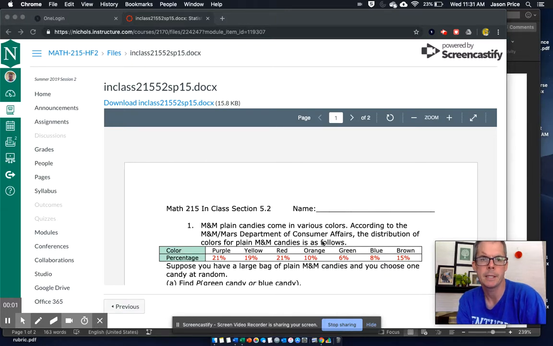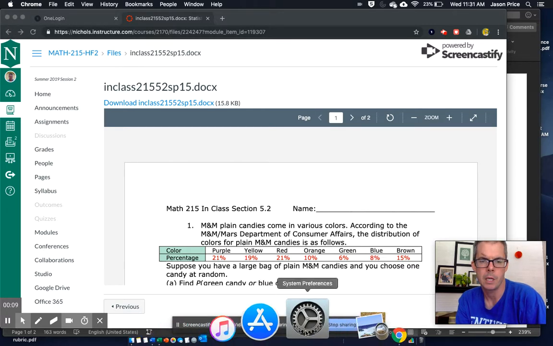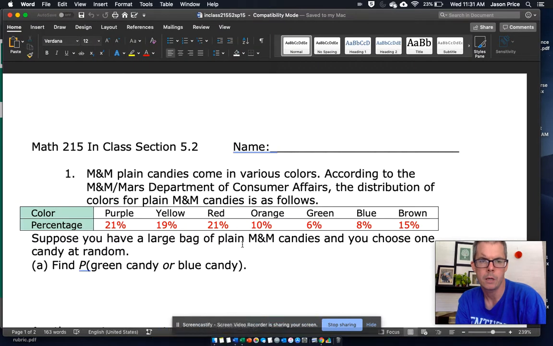Hi, everybody. As promised, I wanted to go over the section 5.2 worksheet with you. I just downloaded it, and there it is.